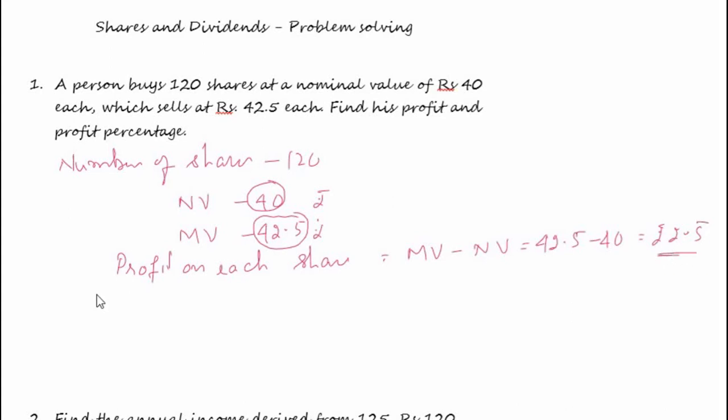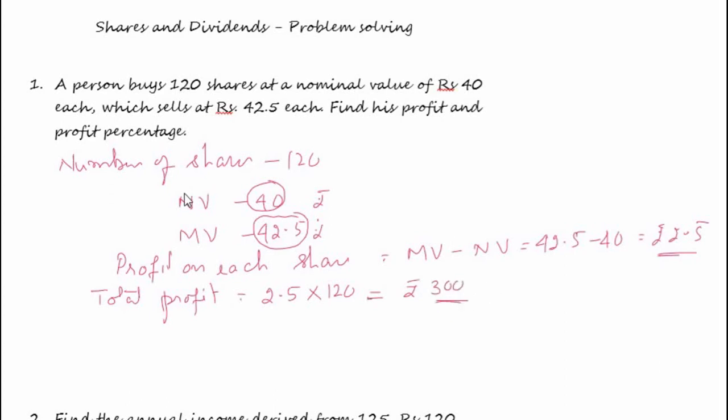What is the total profit? Total profit is equal to profit per share, that is rupees 2.5, into number of shares. Number of shares is 120. So this comes to rupees 300.